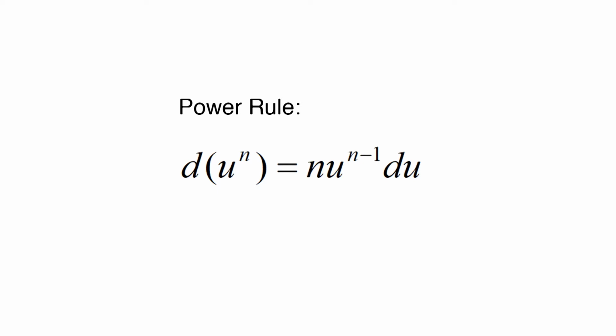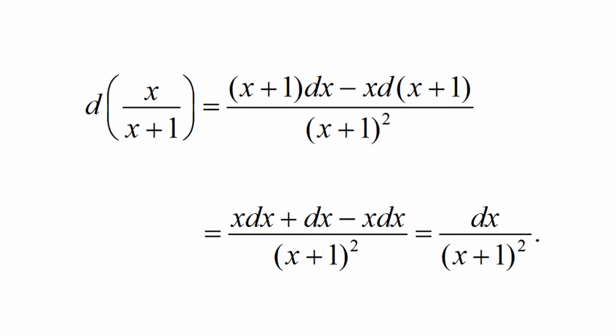As an application of the quotient rule, with u is equal to x and v is equal to x plus 1, we find that d of x by (x plus 1) is equal to ((x plus 1) dx minus x times d of (x plus 1)) all divided by (x plus 1) whole square, which is equal to (x dx plus dx minus x dx) all divided by (x plus 1) whole square, which is equal to dx by (x plus 1) whole square.